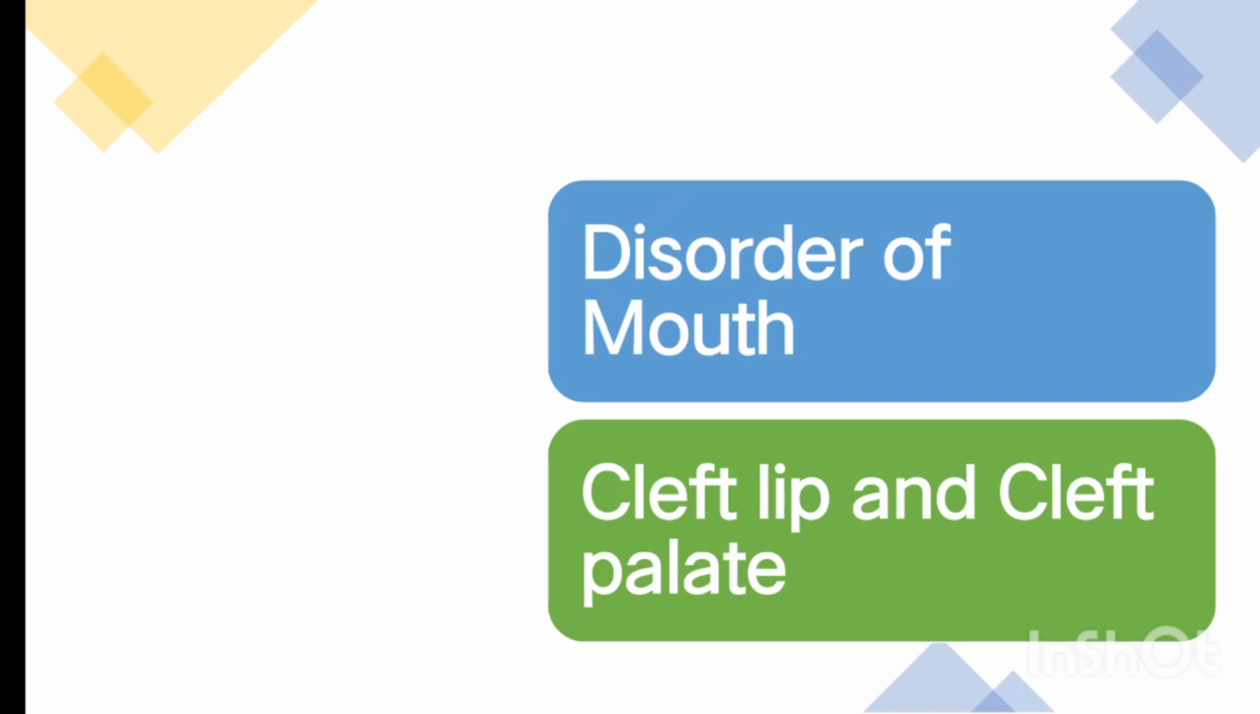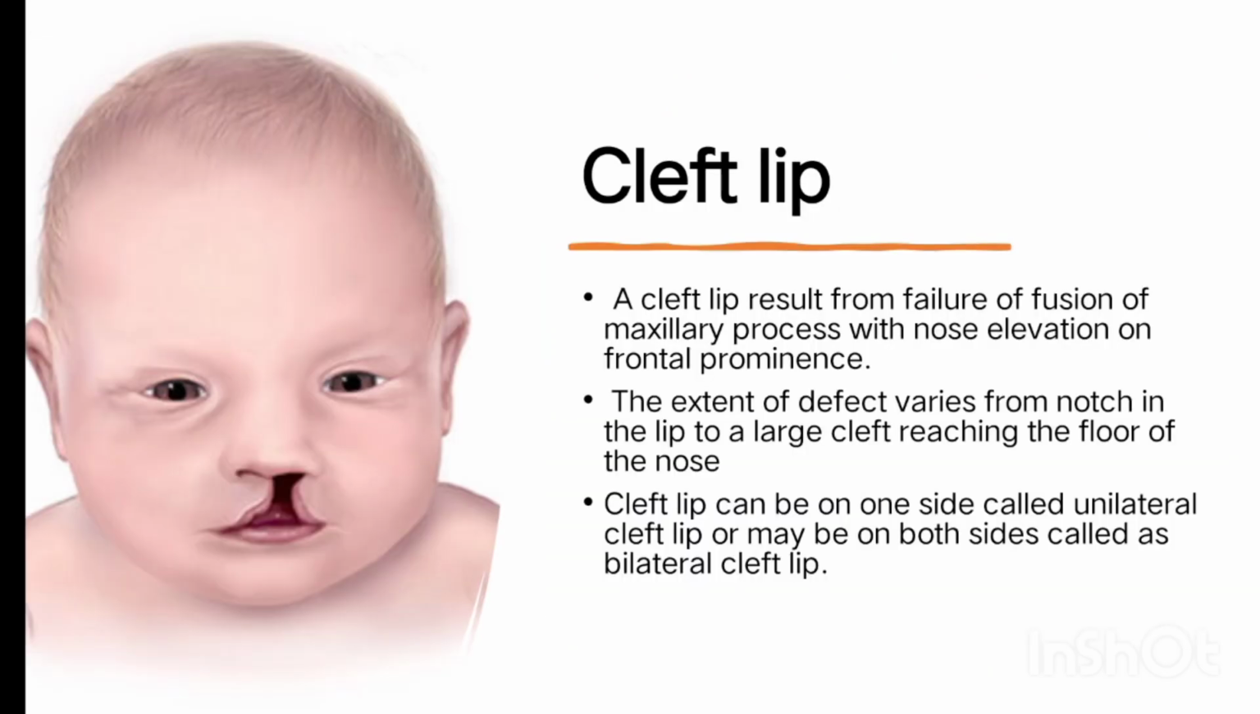So what is a cleft lip? A cleft lip results from a failure of fusion of the maxillary process with the nasal elevation on the frontal prominence. The extent of the defect varies from a notch in the lip to a large cleft reaching the floor of the nose. The cleft lip can be on one side, called unilateral cleft lip, or on both sides, called bilateral cleft lip.